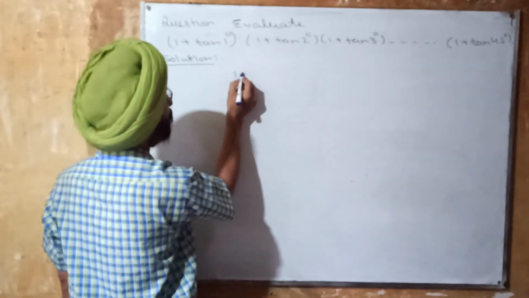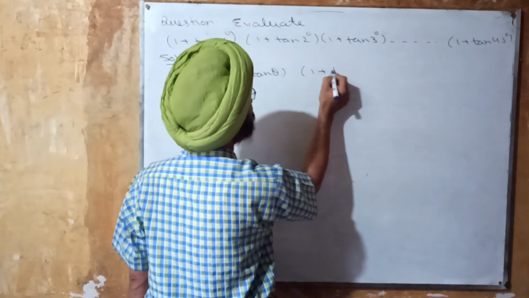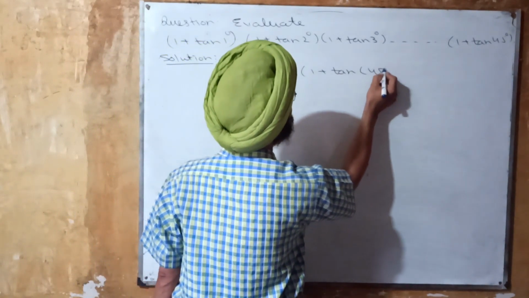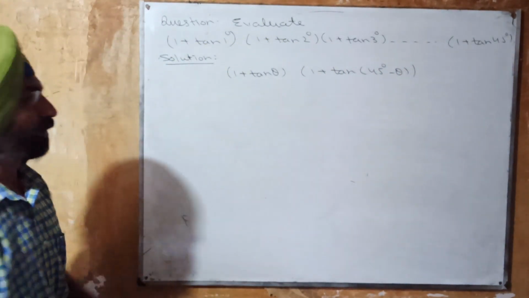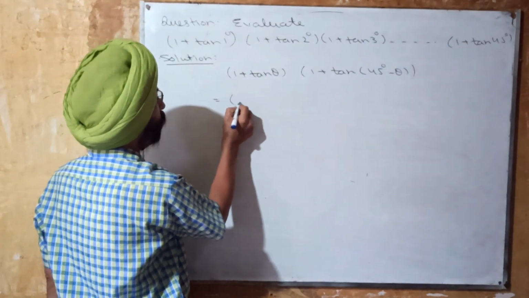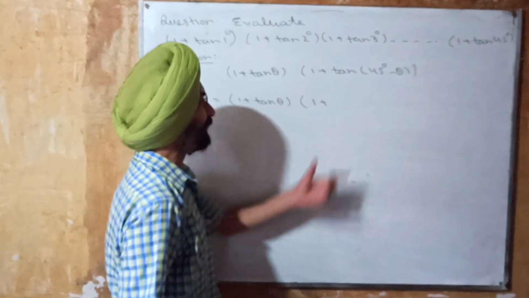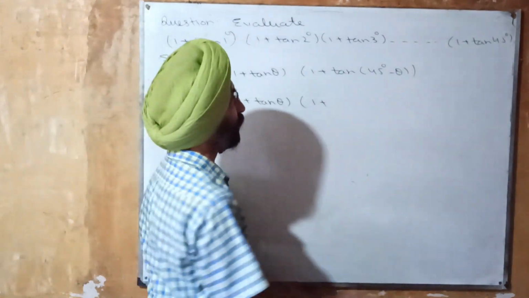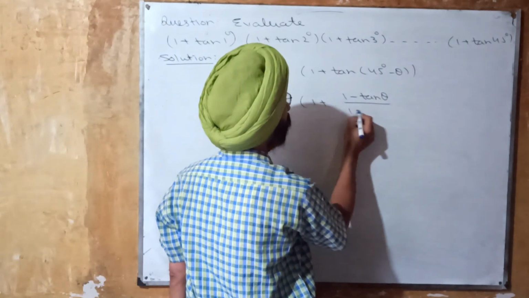Before moving on to the main question, one identity I am going to solve: 1 plus tan theta into 1 plus tan 45 degree minus theta, what it is equal to. So let us take 1 plus tan theta, 1 plus tan 45 minus theta. We know that it is equal to 1 minus tan theta over 1 plus tan theta.